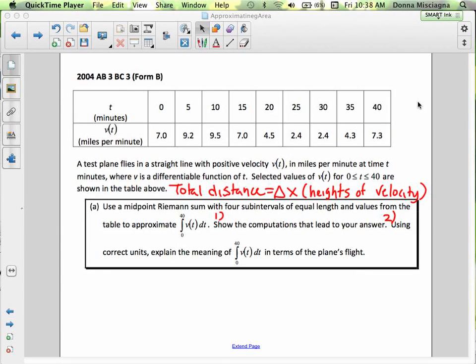Let's look at two real-world problems. It's a likely bet that a problem like this might be on the AP test. It usually is. And if you notice, this one happened to be an AP problem from the AB test.